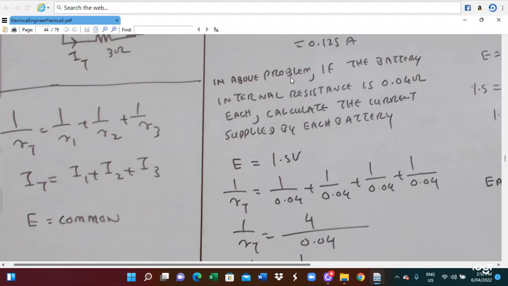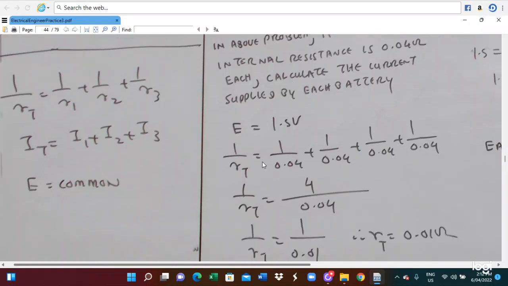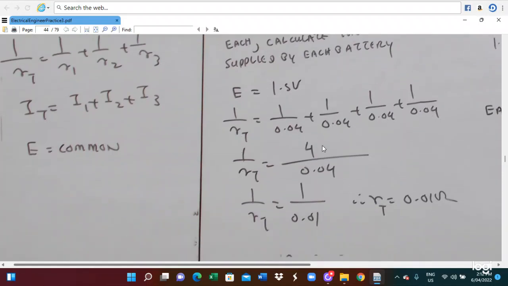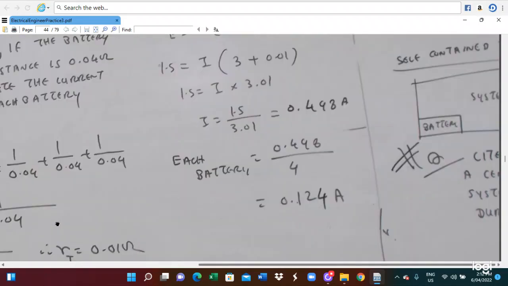In the above problem, the battery internal resistance is 0.04 ohm. Calculate the current supplied by each battery. E equals 1.5 volts, and 1 by R is 1/0.04 plus 1/0.04 plus 1/0.04 plus 1/0.04. So you get R equal to 0.01 ohm. This is the way we calculate it.